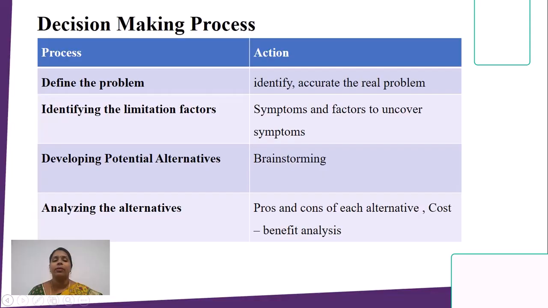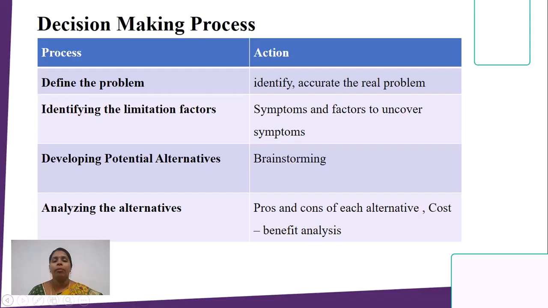After developing potential alternatives, the next step in the decision making process is analyzing the alternatives obtained from the brainstorming session. All the alternatives derived in the brainstorming session or any other session have to be analyzed individually. Each alternative has to be analyzed, identifying the pros and cons of each, and a cost benefit analysis has to be done for each alternative.